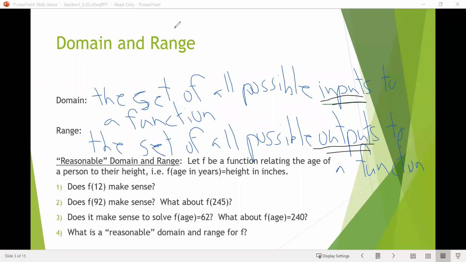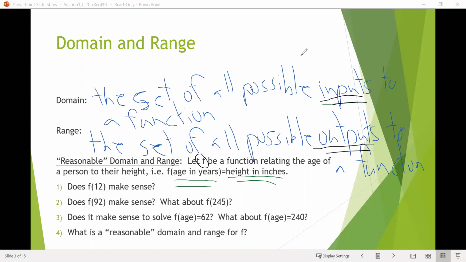So we're letting f here be a function relating the age of a person to their height. So what we mean by that is f of age in years. So notice the ages here are the inputs. So we input someone's age and that outputs their height. Now again, there's not a formula for this. It's just if you input a particular person's age, you get an output of a height.